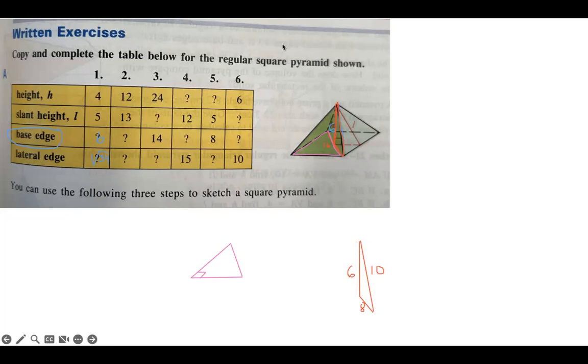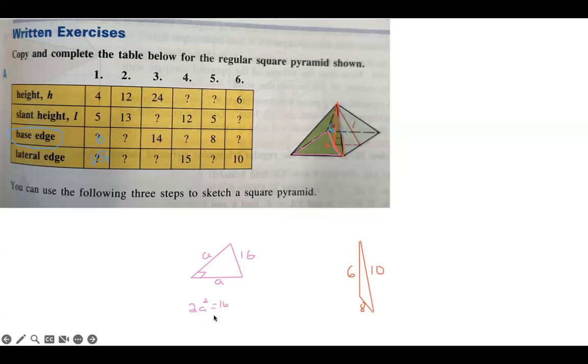Okay, so we know that this was 16. And since it's a square, we know if this side is a, then this side is also a. So therefore, we would use the Pythagorean theorem, we would get a squared plus a squared, which is 2a squared, is equal to 16.